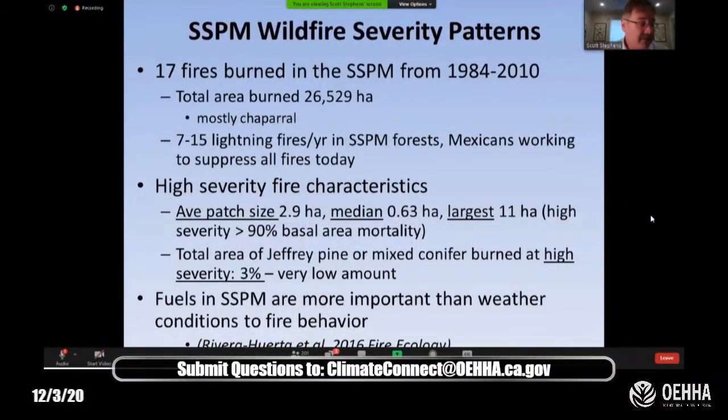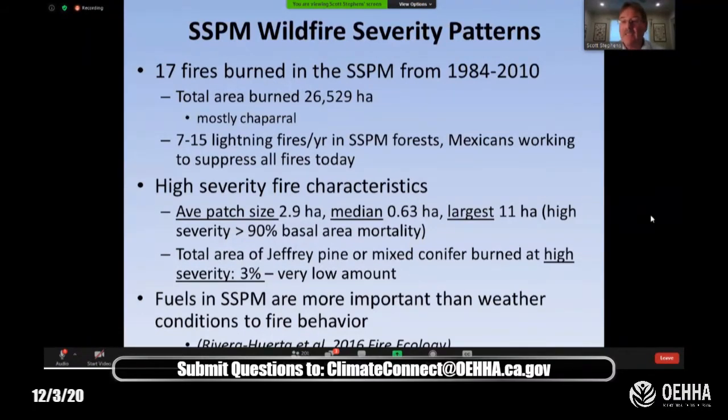Severity patterns. Hugh Safford and some colleagues, Hiram from Mexico, did some work on severity patterns in the Sierra San Pedro Mártir. So this is that same remotely sensed data that I mentioned before. Get down to the bottom, average patch size of high severity, about 3 hectares. The largest, 11 hectares. An 11 hectare high severity patch, holy Toledo, is that a good deal?